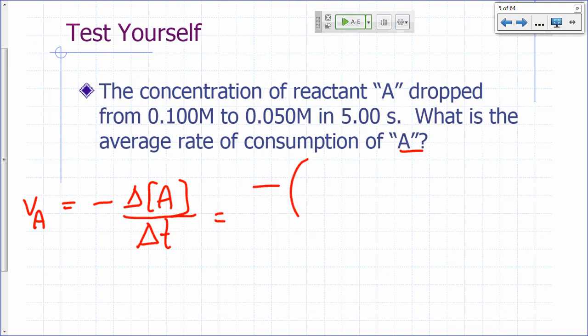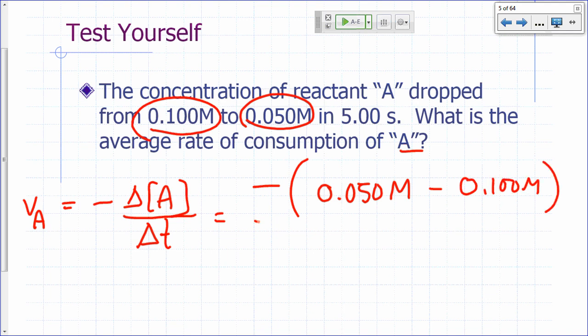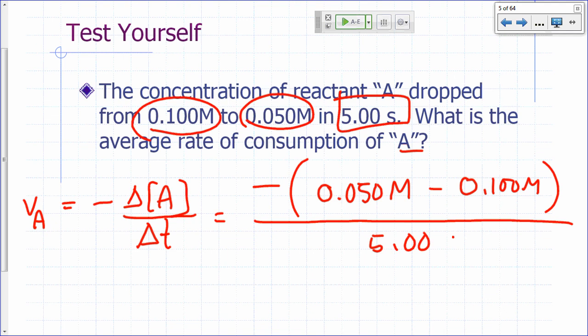So what's our delta A? What's the final value for concentration of A? 0.05. 0.050 moles per liter. Minus the initial value is 0.1. So 0.100 moles per liter. Divided by the amount of time that has elapsed. How much time has elapsed? 5 seconds. Okay. So what would that be? Negative, negative, so that would be negative of 0.05 minus 0.1 is negative 0.050.